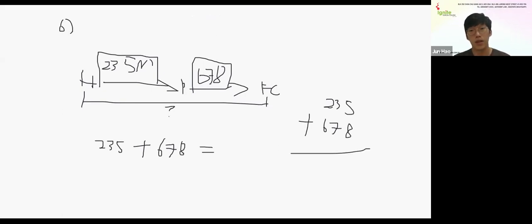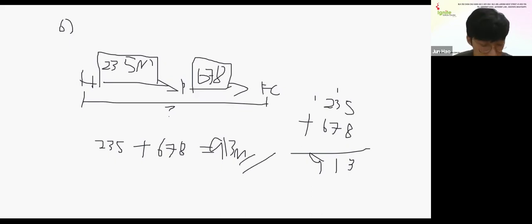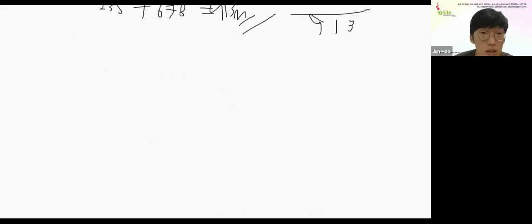8 plus 5, I'll get 13, write 3, carry 1. 7 plus 3 is 10, plus 1, 11. Write 1, carry 1. 6 plus 2 is 8, 8 plus 1 is 9. So 913 meters. Okay, this question didn't ask you for kilometers and meters, so we'll just leave it as meters, like this. Okay. All right. Question 7.